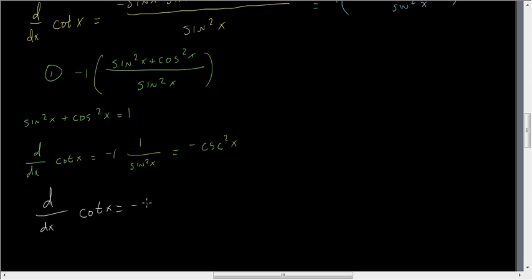Now the derivative of tangent turned out to be secant squared. And so cotangent goes to cosecant, and it takes a negative sign with it. All right.